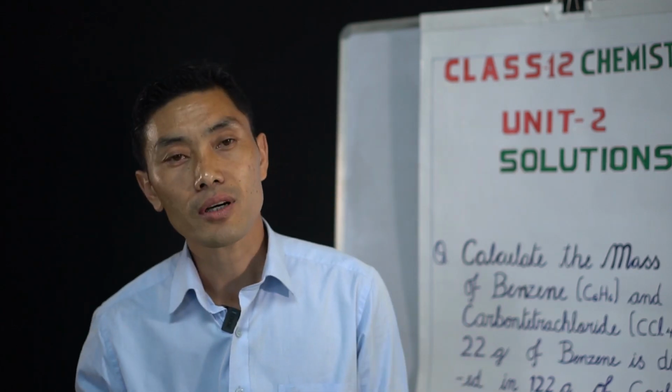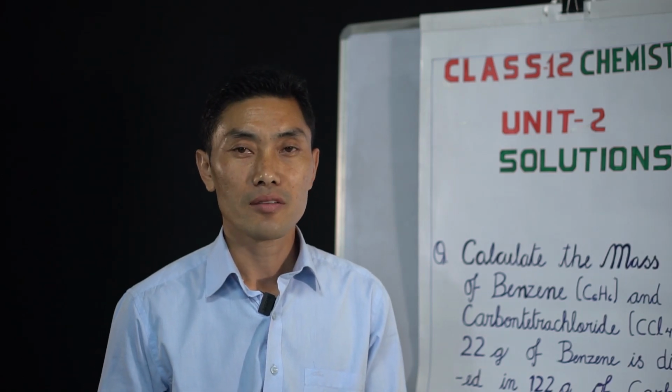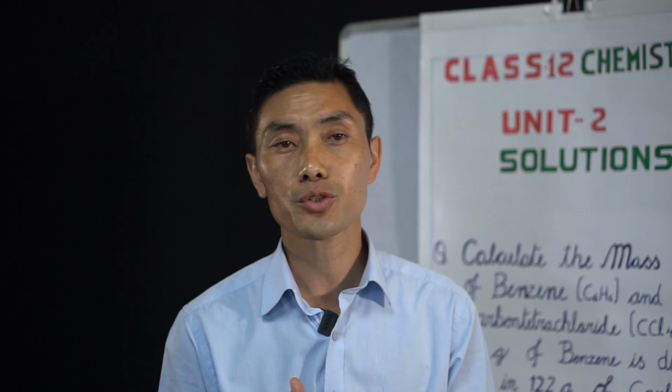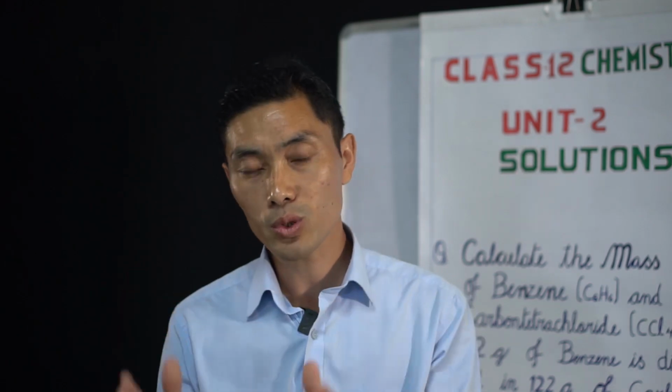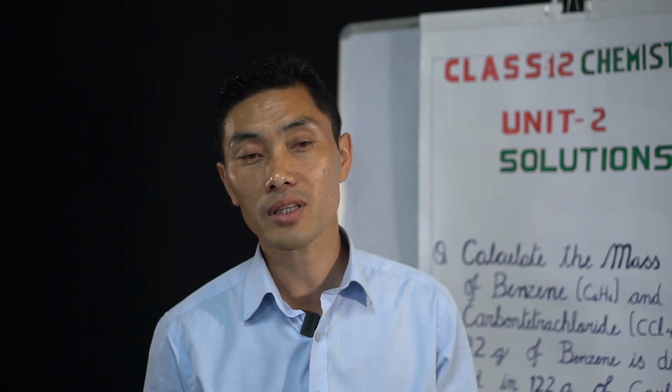Now, we have different types of binary solutions also. If you look in your textbook, you'll find it on page 36. There is a table, figure 2.1. Please try to look that up in your textbook. You'll find 9 different types of solutions given there along with examples. So basically, there are 3 types of solutions. One is gaseous solutions, then we have liquid solutions, and then we have solid solutions.